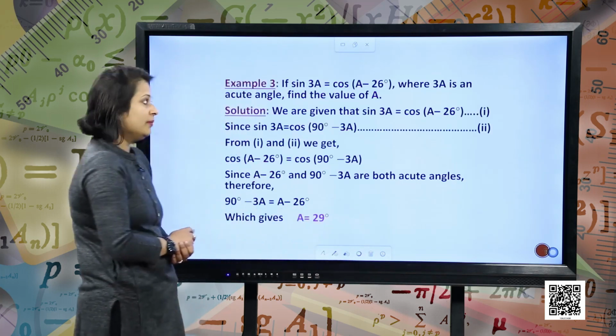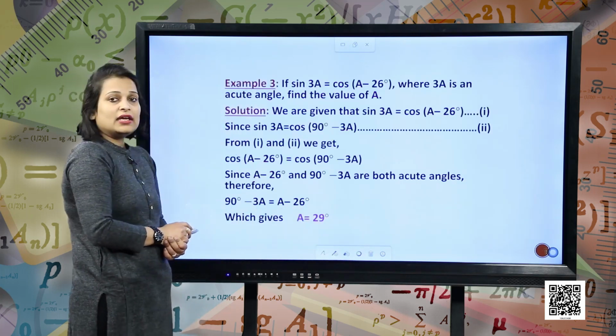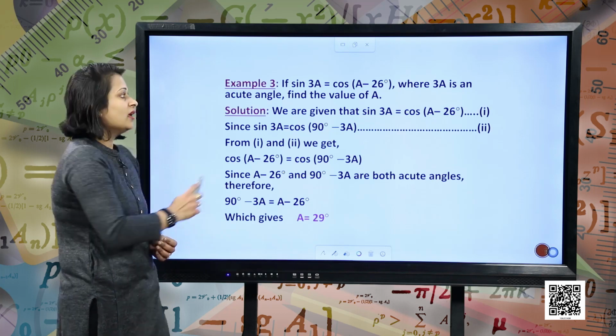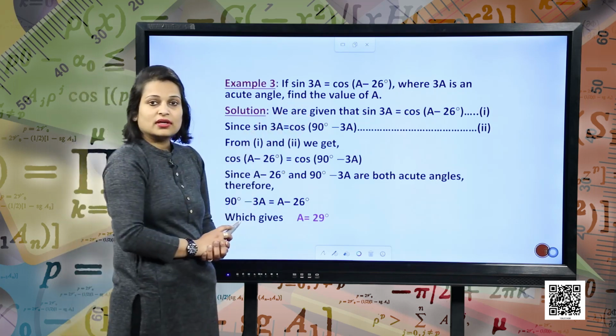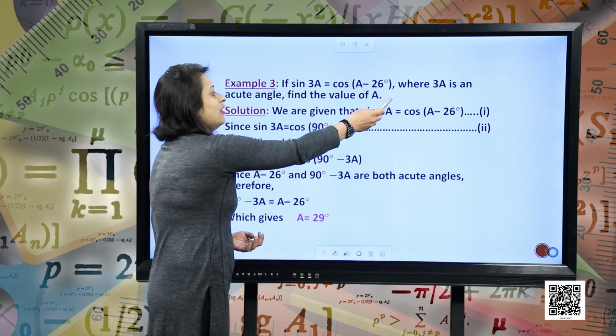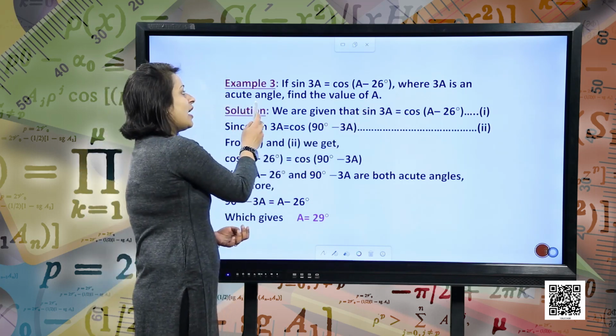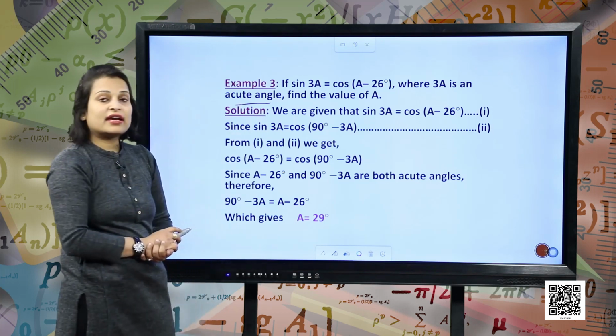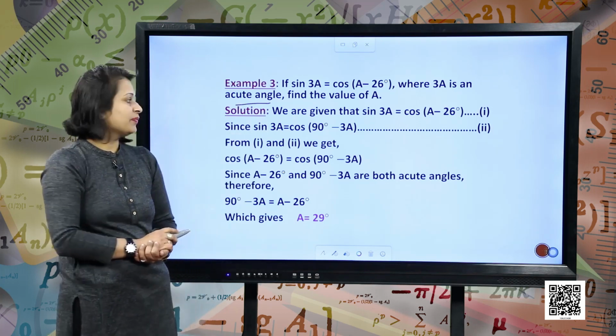So we have expressed this in terms of angles between 0 degree and 45 degree. Now example 3. If sin 3A is equal to cos of A minus 26 degree, where 3A is an acute angle, find the value of A.